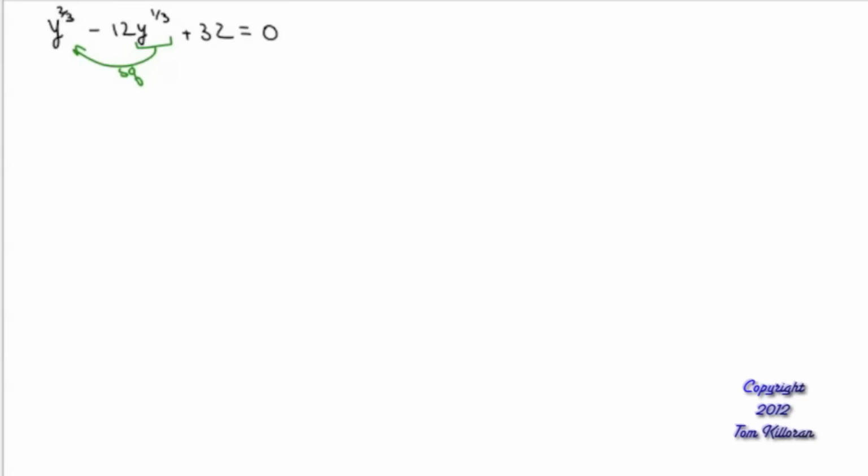Off to the side, y raised to the 1/3 squared. Power to a power, you multiply. And 1/3 times 2 is 2/3, which is the first one. So this is quadratic form.